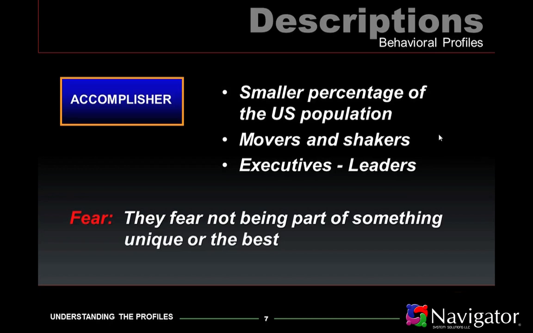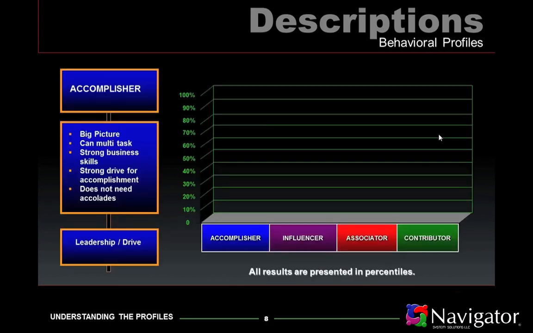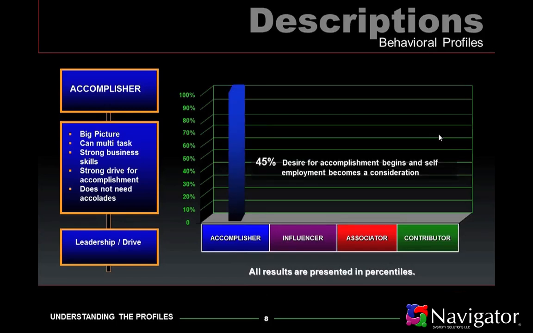And the fear of the accomplisher is not being part of something that's very unique or the best. Now, here's some very interesting information. We've learned that at 45%, everybody scores at 45%, the desire for accomplishment is just now beginning. Now, behavior can change. It can change as we grow older. It can change as somebody becomes more adapted to a particular position, a business, whatever it might be. There are influences that will drive the scores up or down. But naturally, at about 45%, it's beginning to start.